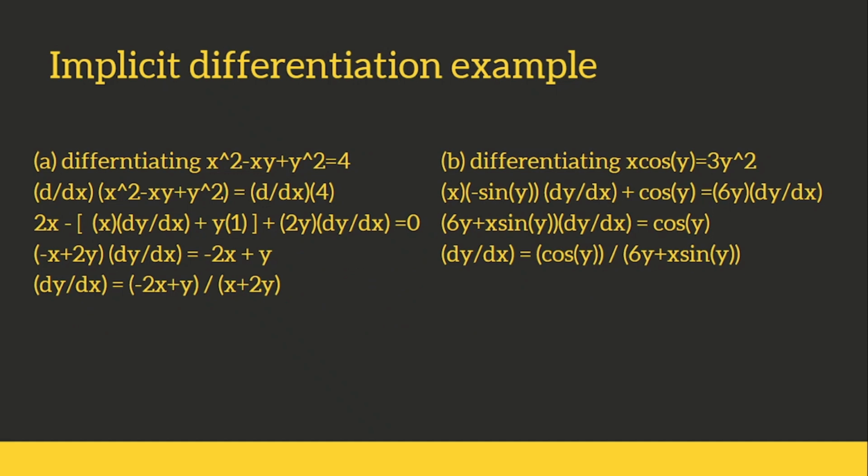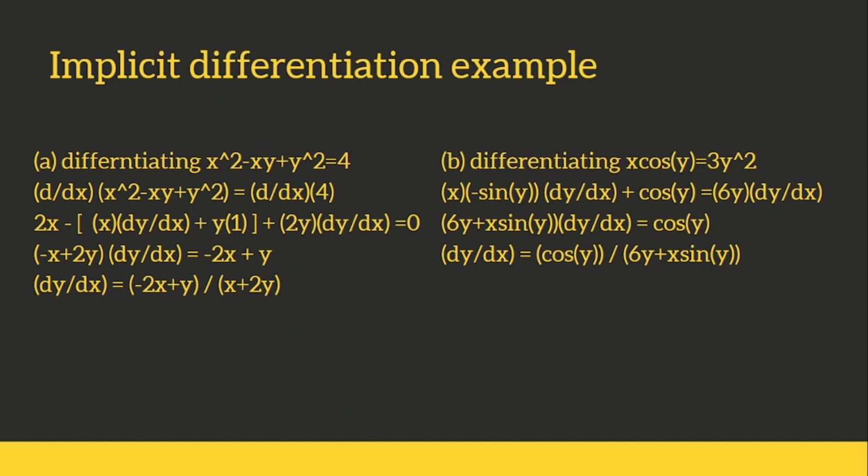So here are two more examples. So let's say you want to differentiate x squared minus xy plus y squared equal 4. So if you want to differentiate it, you will get 2x minus, then you do your product rule. So x, then dy dx.